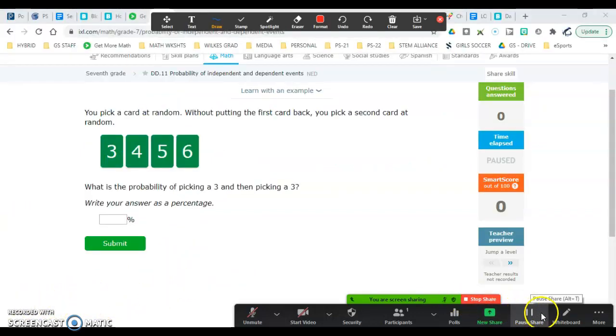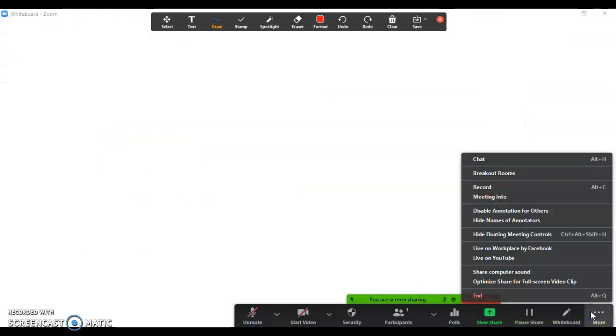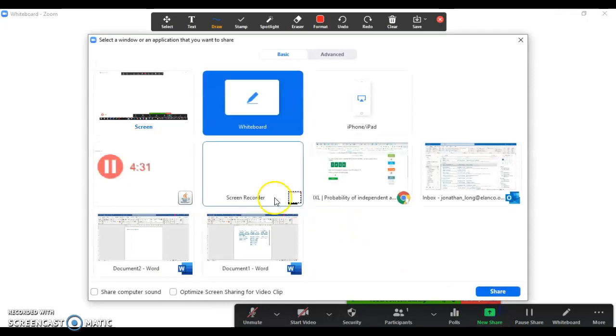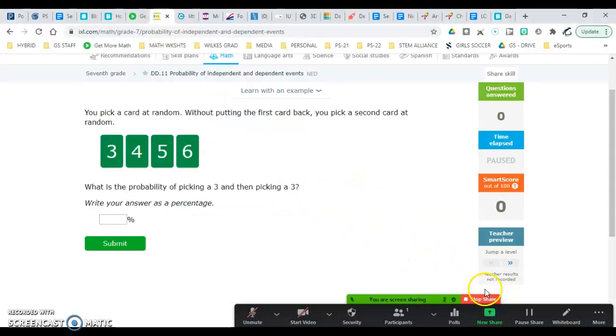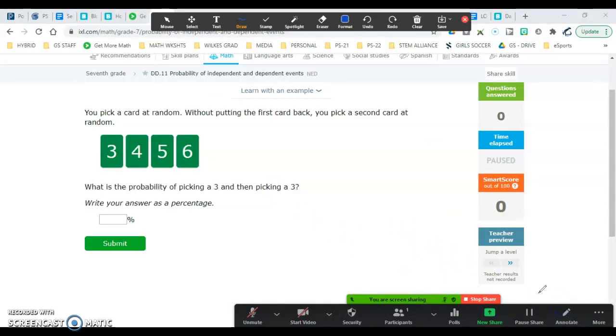So here in IXL, here's an example. I have 4 cards I'm pulling from. Notice in the wording, I'm going to pick a card and then without putting it back. So know ahead of time, because I'm not putting it back, my number is going to change.